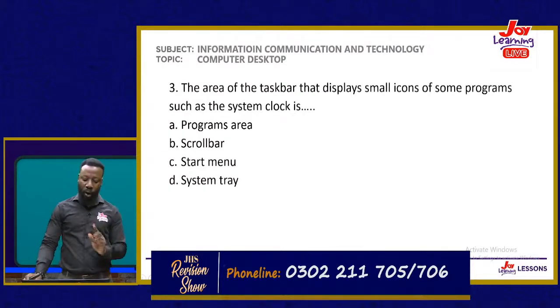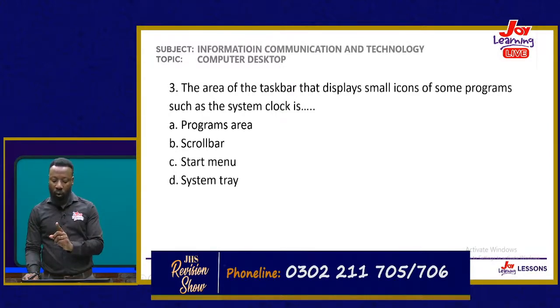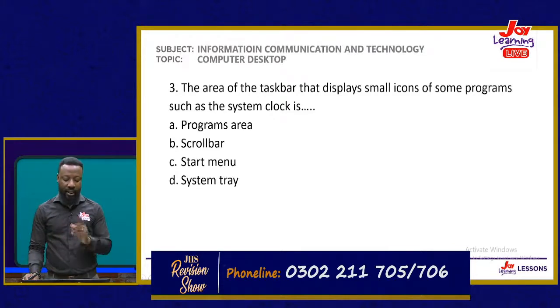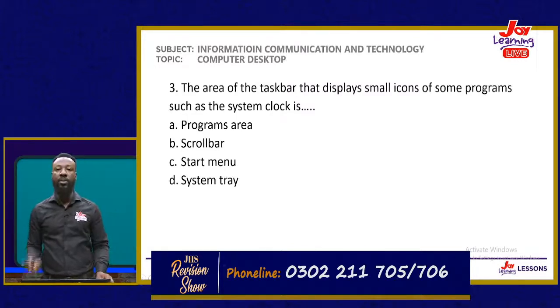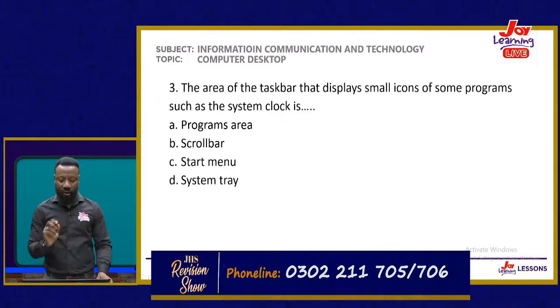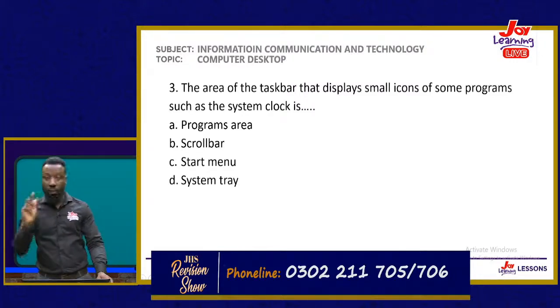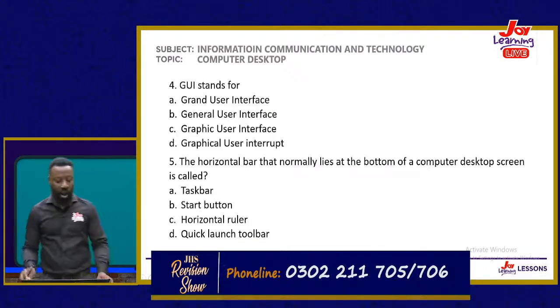Question 3: the area of the taskbar that displays small icons of some programs such as the system clock is the A. programs area, B. scroll bar, C. start menu, D. system tray.